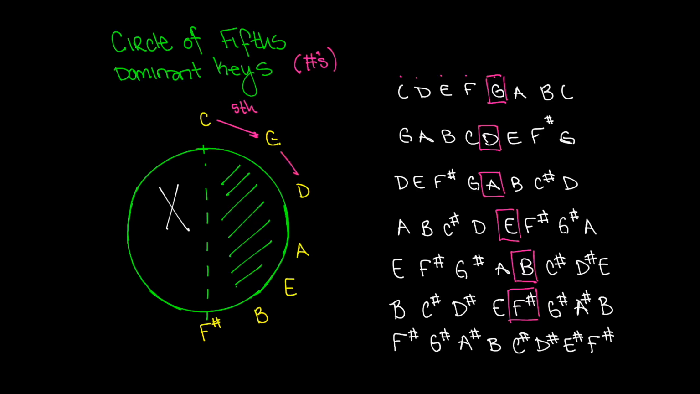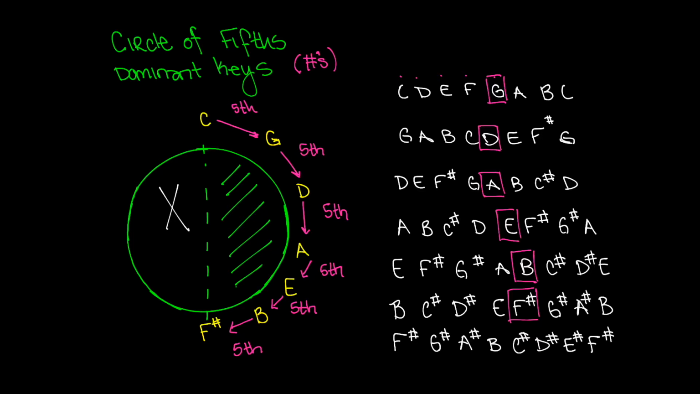The distance from G to D is a 5th. Okay, the distance from D to A is a 5th. The distance from A to E is a 5th. The distance from E to B is a 5th. And you're starting to see this is why we call it the circle of fifths, and the distance from B to F sharp is also a 5th. So these are all 5 scale degrees apart.